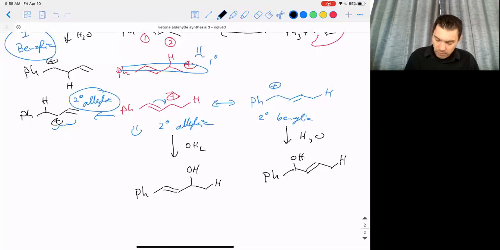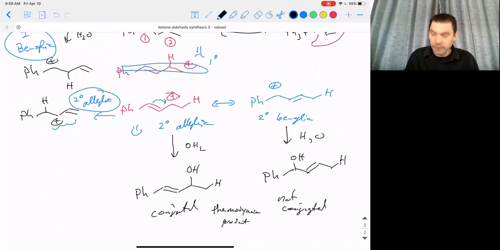Now, as it turns out, this one is conjugated. This one is not conjugated. And because of that, this one should be the thermodynamic product. And for those of you that have experienced this issue when adding across dienes before, please go back and review kinetic versus thermodynamic products.